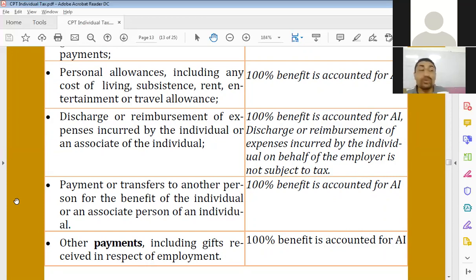இது உங்களுக்கு ஸ்பெஷல் பெனிஃபிட்டா இருந்தா, கம்பெனி எல்லாருக்குமே அந்த பெனிஃபிட்டை கொடுக்குது என்று சொன்னால், அல்லது கம்பெனிக்காக நீங்க ஸ்பெண்ட் பண்ணின அமௌண்ட்டை கம்பெனியில இருந்து திரும்ப எடுக்கிறீங்க. ஃபார் எக்ஸாம்பிள், கம்பெனிக்கு நீங்க ஸ்டேஷனரி வாங்கிட்டு வந்தீங்க, அந்த காசை கம்பெனி உங்களுக்கு ரீஇம்பர்ஸ் பண்ணுது. அதுல உங்களுக்கு ஸ்பெஷல் பெனிஃபிட் இல்ல, அது கம்பெனி எக்ஸ்பென்ஸ். So discharge or reimbursement of expenses incurred by the individual on behalf of the employer is not subject to tax.